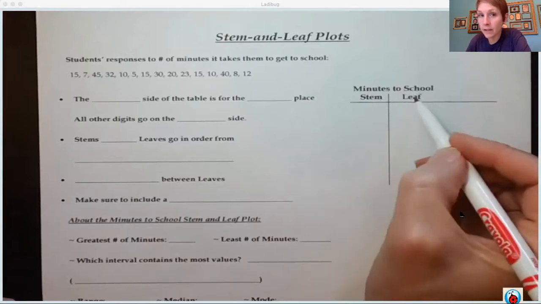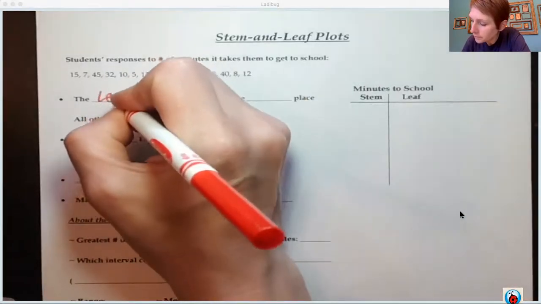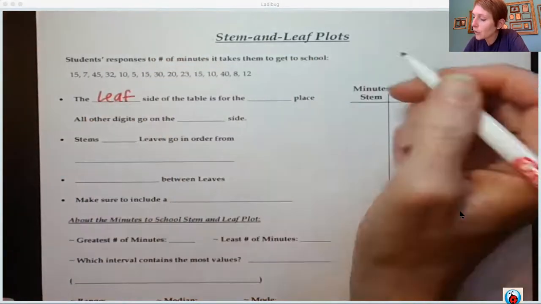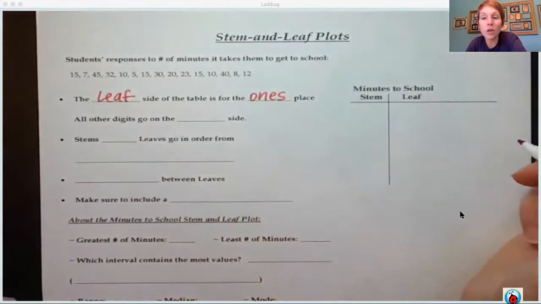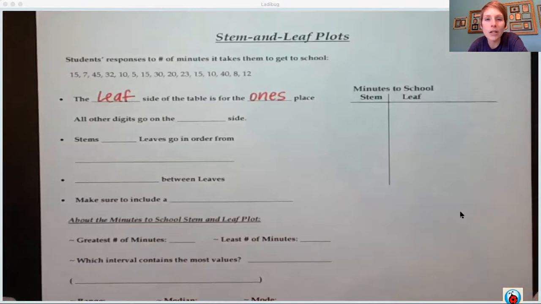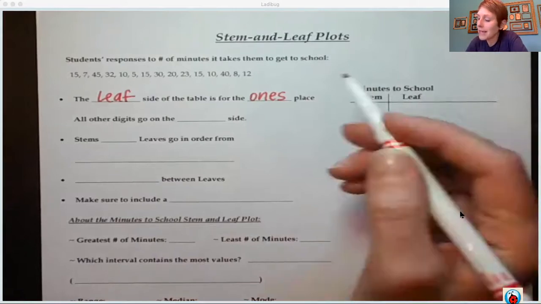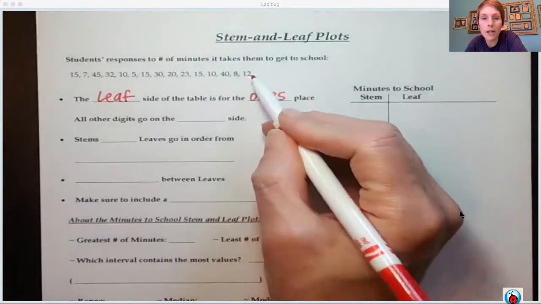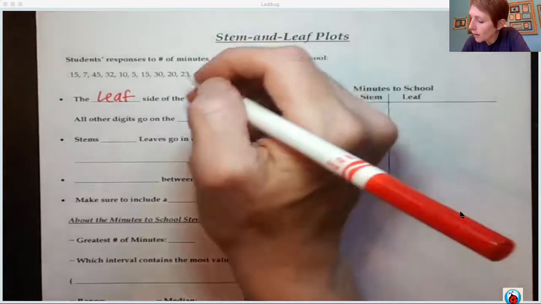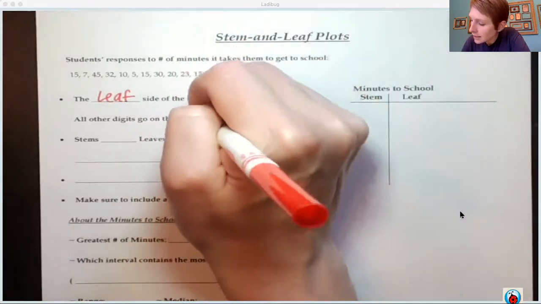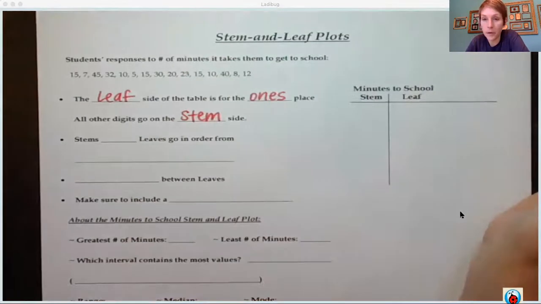The leaf side of the table is for the ones place. Essentially for stem and leaf plots, you're always separating your data so that you have one digit on the right side and then all the other digits on the left. So in this case, the ones place is the digit that we have on the right. So all other digits go on the stem side. Okay, and I'll show you in just a second how to set those up.